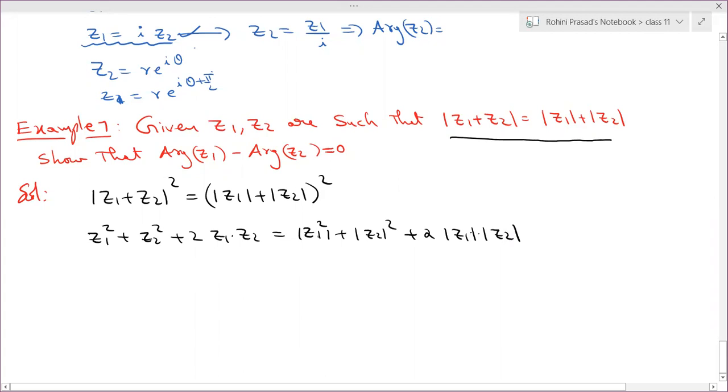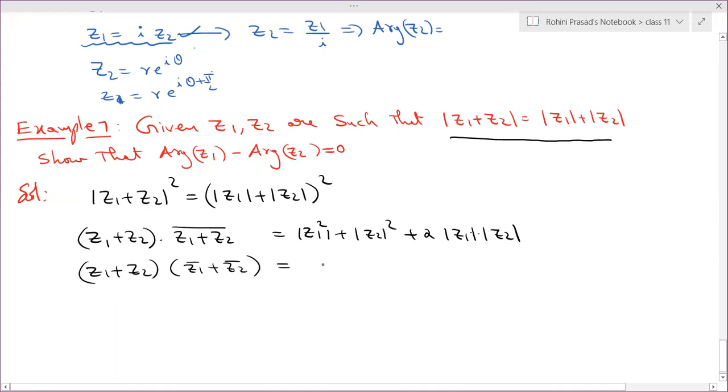So this Z1 square and mod Z1 square, it won't work in that way in the LHS. RHS is fine, but on the LHS what you need to write is Z1 plus Z2 into Z1 plus Z2 bar, because mod Z square is Z into Z bar. RHS is anyway that, so no worries. So Z1 plus Z2 into Z1 bar plus Z2 bar equal to this. RHS remains the same.